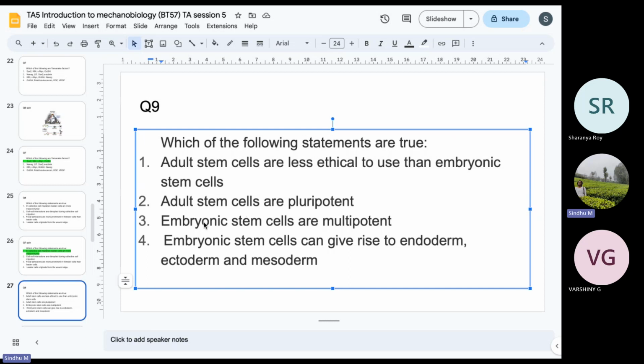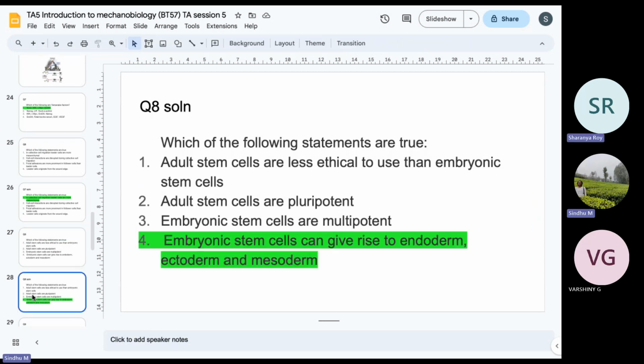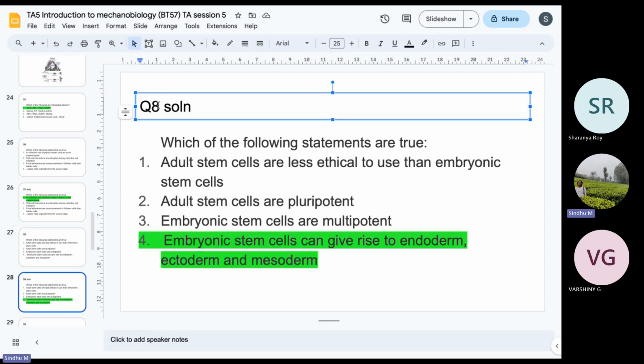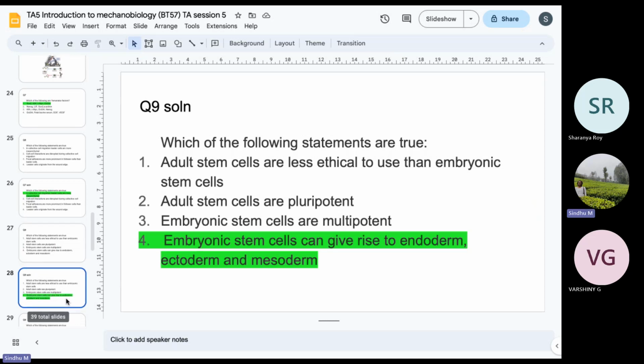And option 2 is not correct, because adult stem cells are multipotent and embryonic stem cells are pluripotent. Option 4 is the correct one. Embryonic stem cells can give rise to ectoderm, endoderm, and mesoderm. Let's go to the 10th question then.